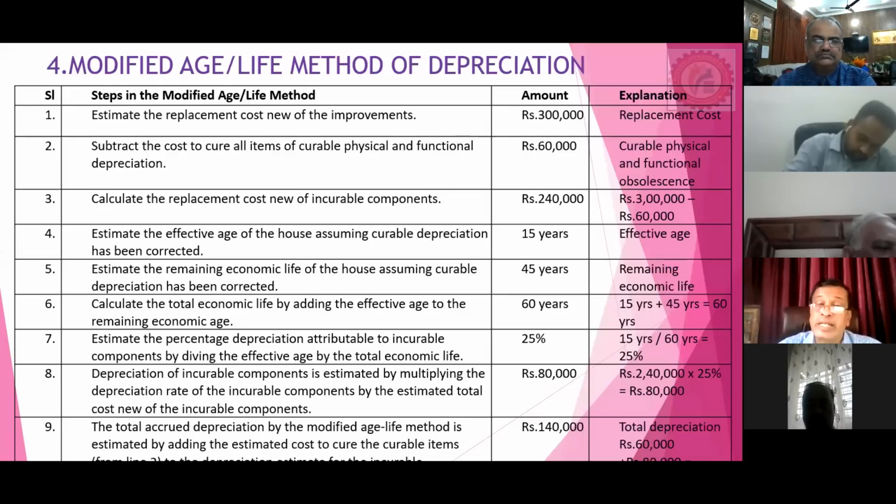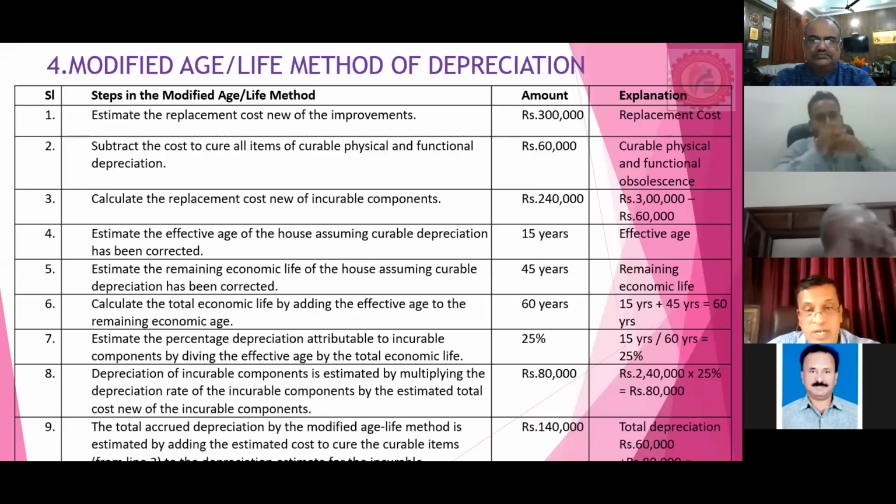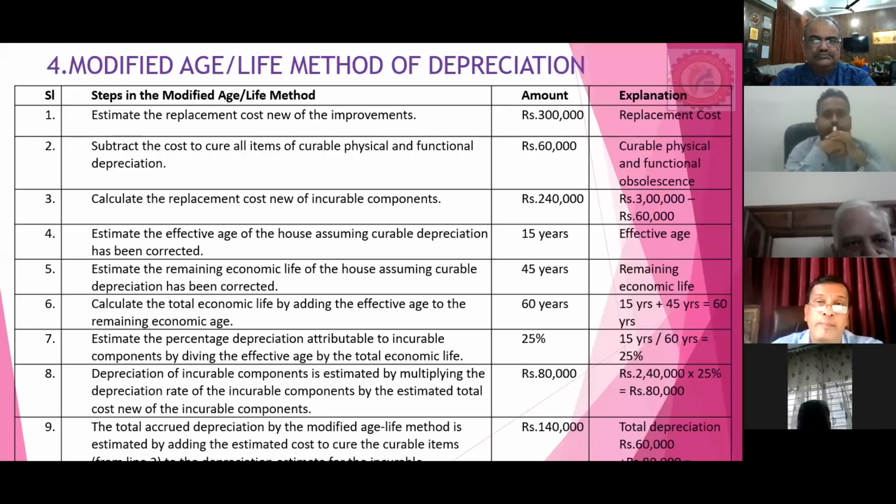But the market extraction method is the best method. Market extraction method of depreciation is the best method. So what we have to do is get the accrued depreciation from the market. That is the first thing. It may be around 50 lakhs or it may be around 50,000 or 1 lakh or whatever it may be. We will get the accrued depreciation from the market.